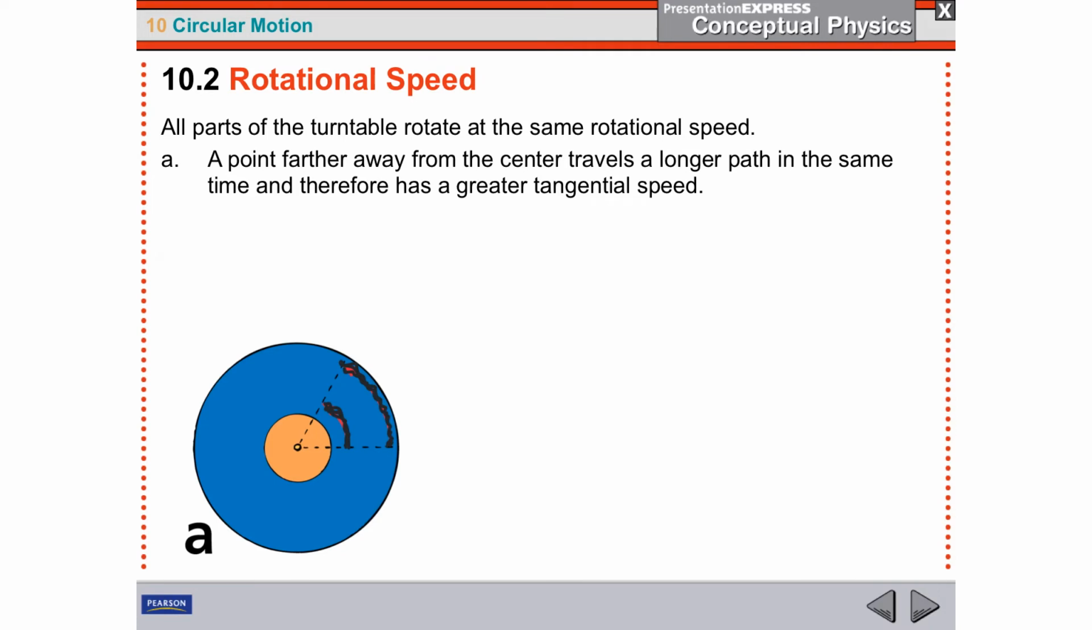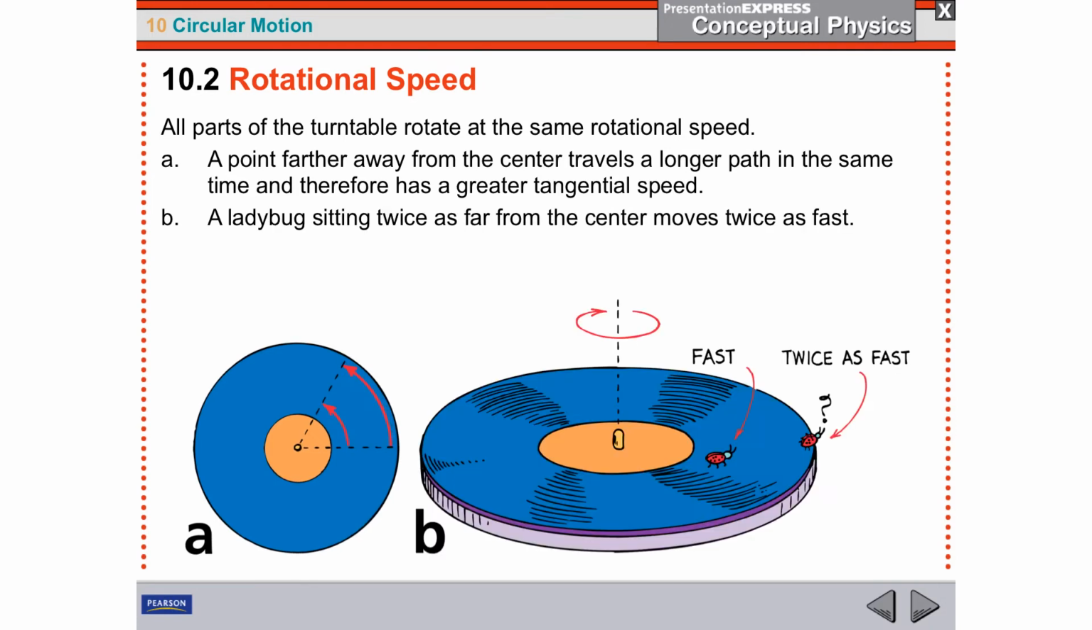So that's the idea, that the edge of your record, say, or any circle that's moving, is going to cover a bigger distance in the same amount of time than a smaller one towards the middle. So that path will have a greater tangential speed, but it has the same rotational speed.